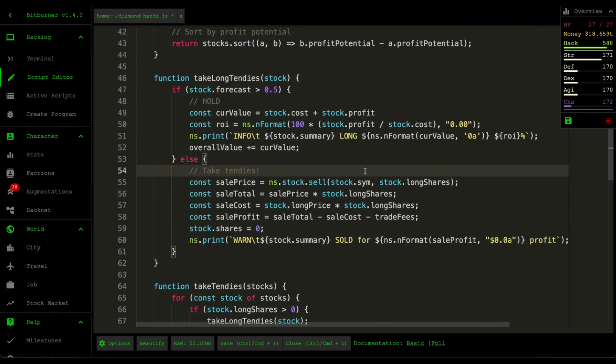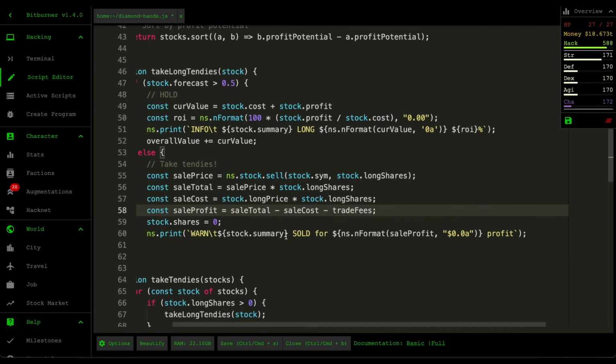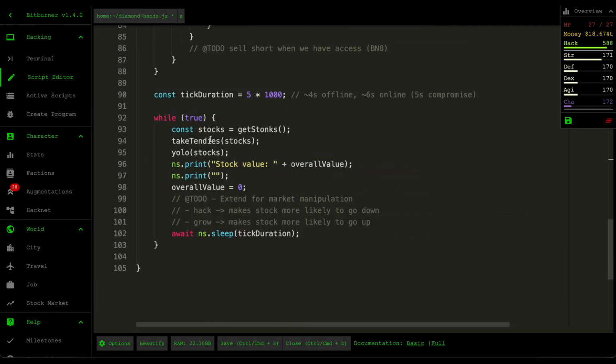So essentially how this works is that I do some calculations on I guess the sale price, the total cost. The end goal is to get the profits, which is the sale total, minus that sale cost, and then the trade fees. And then from that I then log the profits there. And then after taking the tendies, we then YOLO.